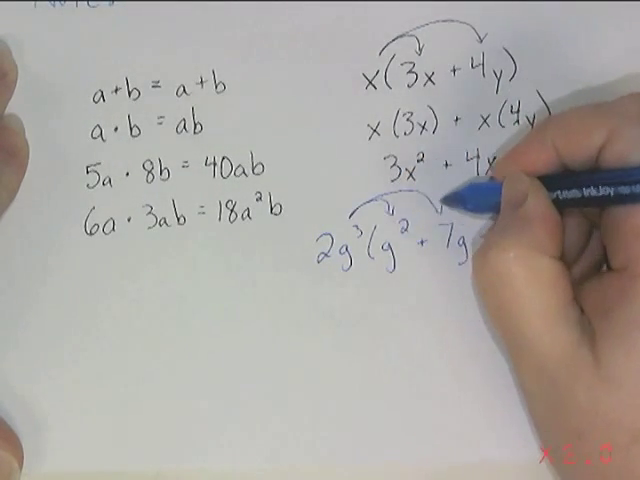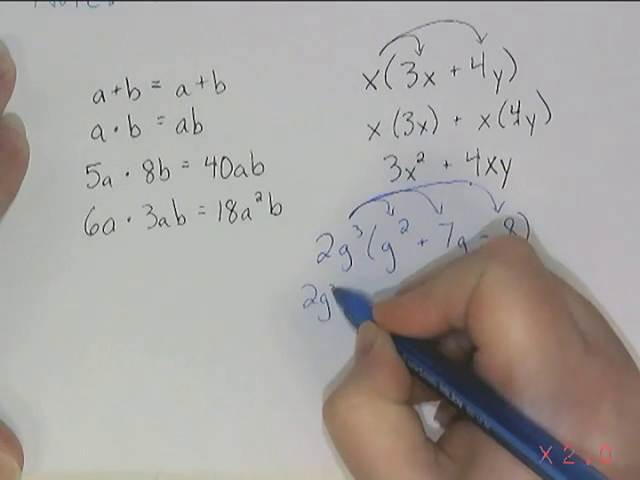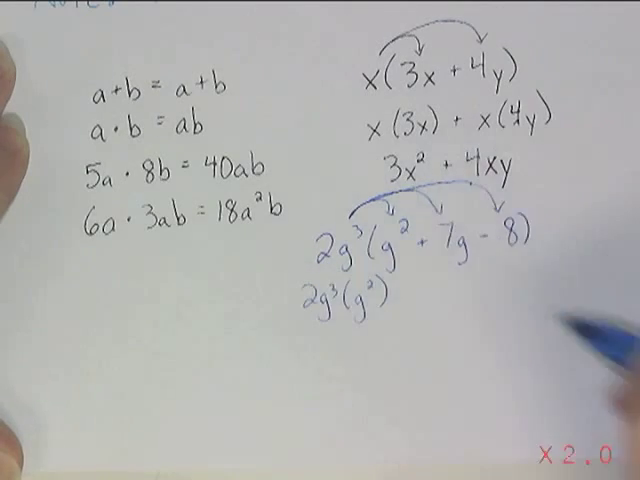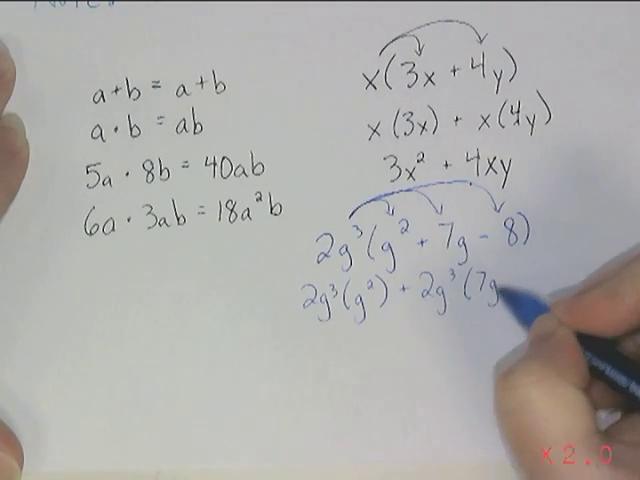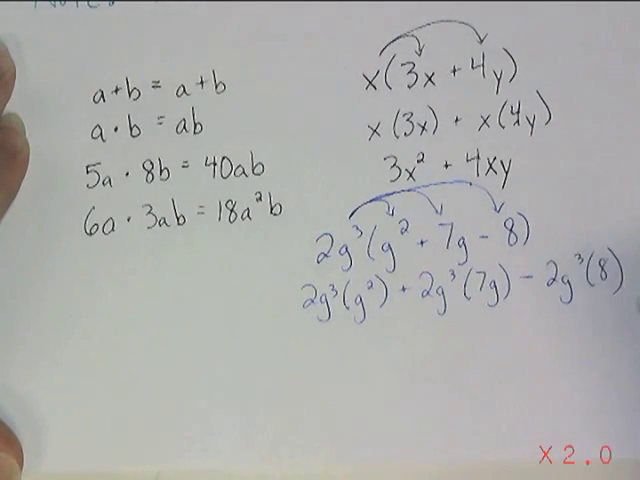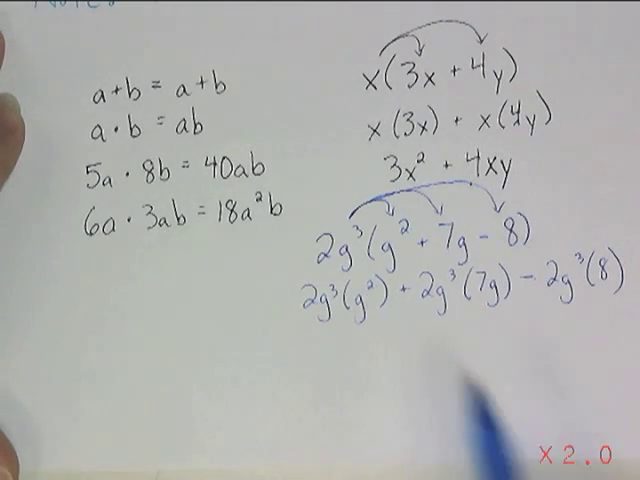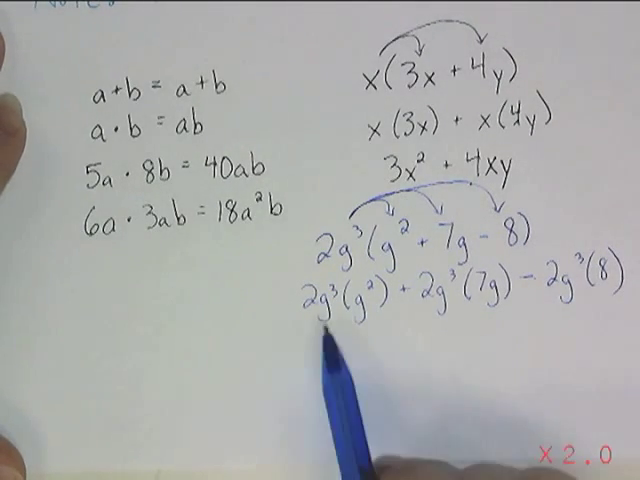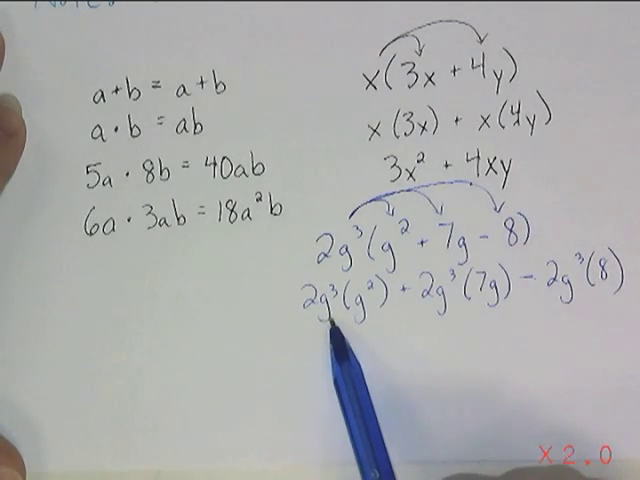Distribute this term to everything in the grouping symbols. So first to the g squared, then to the 7g, then to the 8. And again, notice I am just copying the addition and subtraction signs in the middle. 2g to the third power times g squared. Well, it might be confusing exactly what exponent we should end up with in this case.